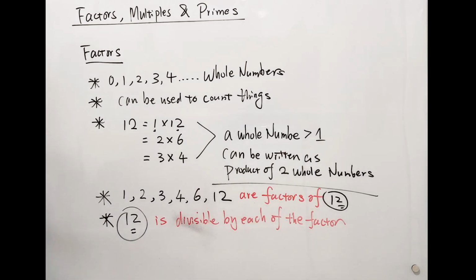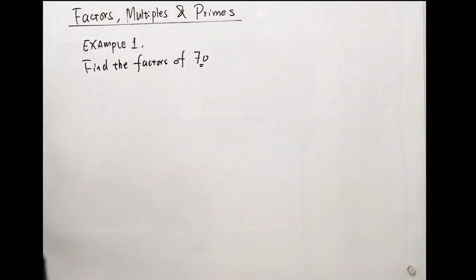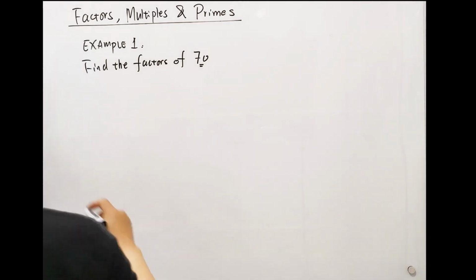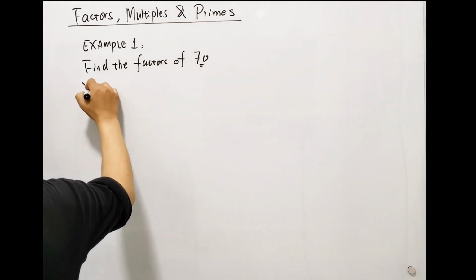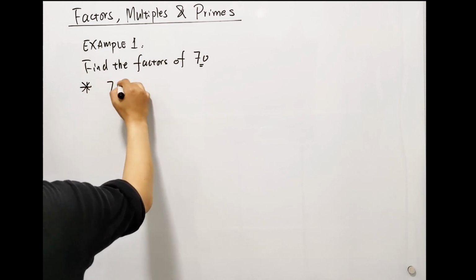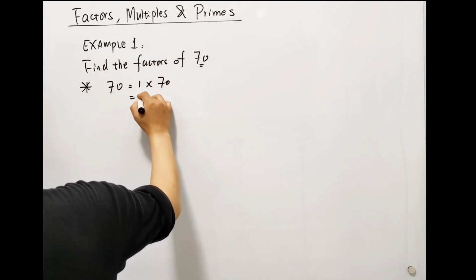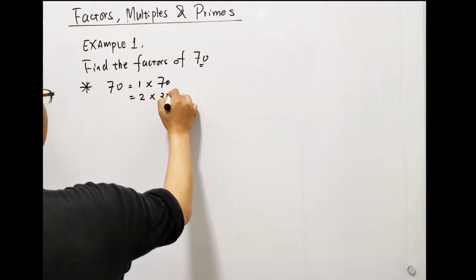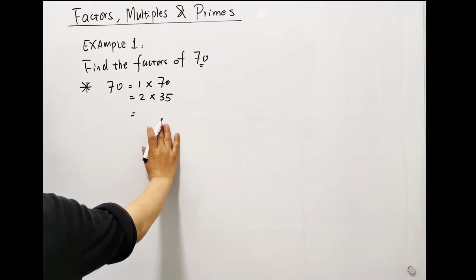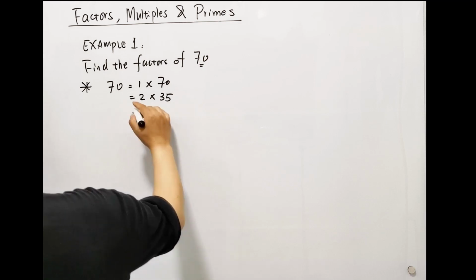Let's look at an example. Example 1 is: find the factors of 17. Let's look at the solution. So basically we have 1 times 17. Then 2 times 35. How about 3? 3 cannot. So that's 5.